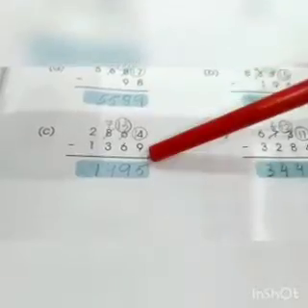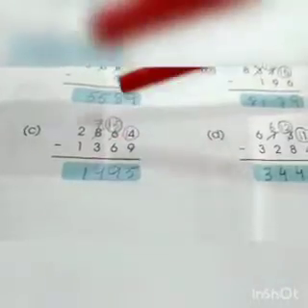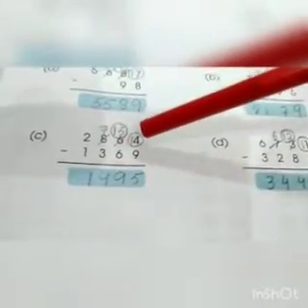Part C, 8,179 minus 2,864. Wait, the problem is 2,864 minus 1,369. You can see 4 is smaller than 9. Okay, we need to borrow from 6. Give me one of your 10 so I can be 14. 14 minus 9 is equal to 5.